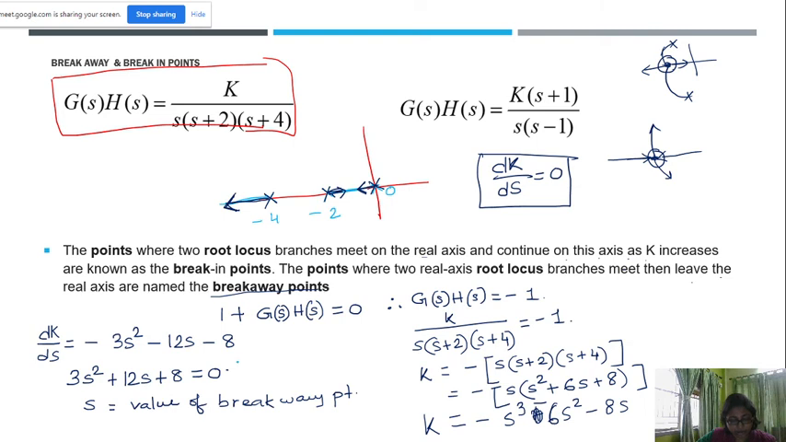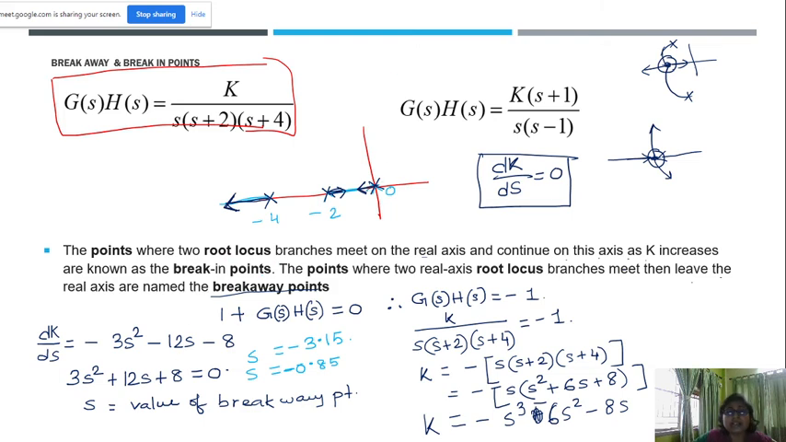two values. As it is a quadratic equation, you will get two values. One value will be s equal to minus 3.15 and another value will be s equal to minus 0.85. Now, among these two, the breakaway point will be only one. So you have to select which one will be the breakaway point.